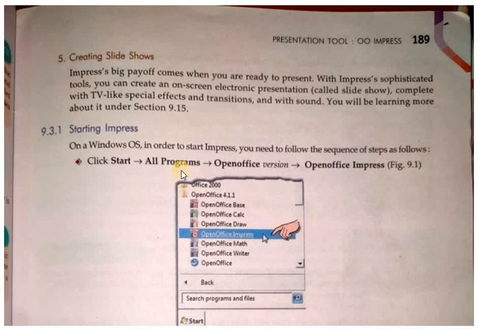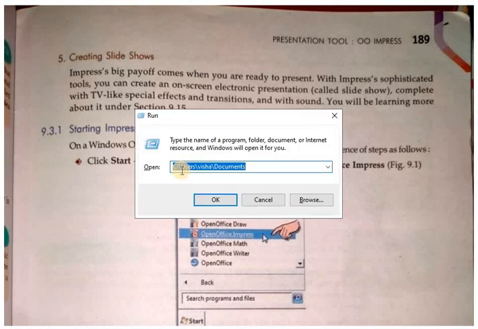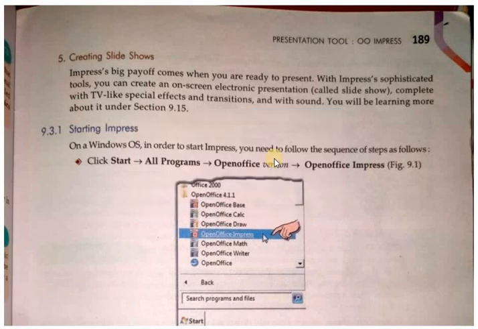Here the screen size is limited, so I cannot show you the start menu, but I will demonstrate another method with the help of which we can start OpenOffice very smoothly. Just open the Run wizard with the shortcut keys, Windows key and R, and then type soffice. This is the shortcut tool to start OpenOffice, and here just press OK.